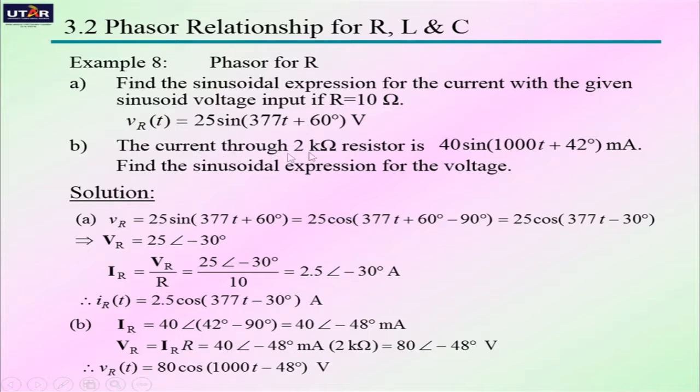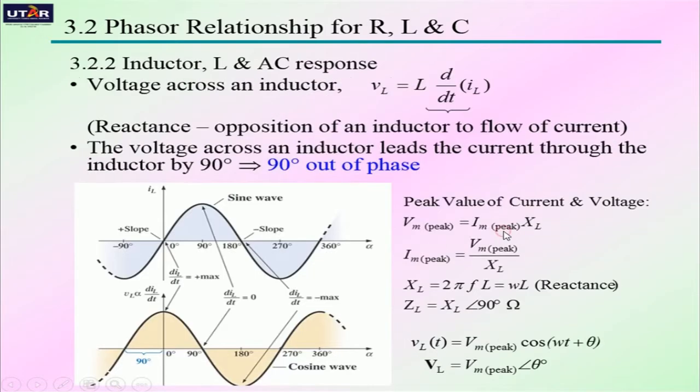So the current through the 2 kilo ohm resistor is 40 sine 1000 t plus 42 degree milliampere. So in sinusoidal expression, the voltage is found to be 80 cosine 1000 t minus 48 degree volt.